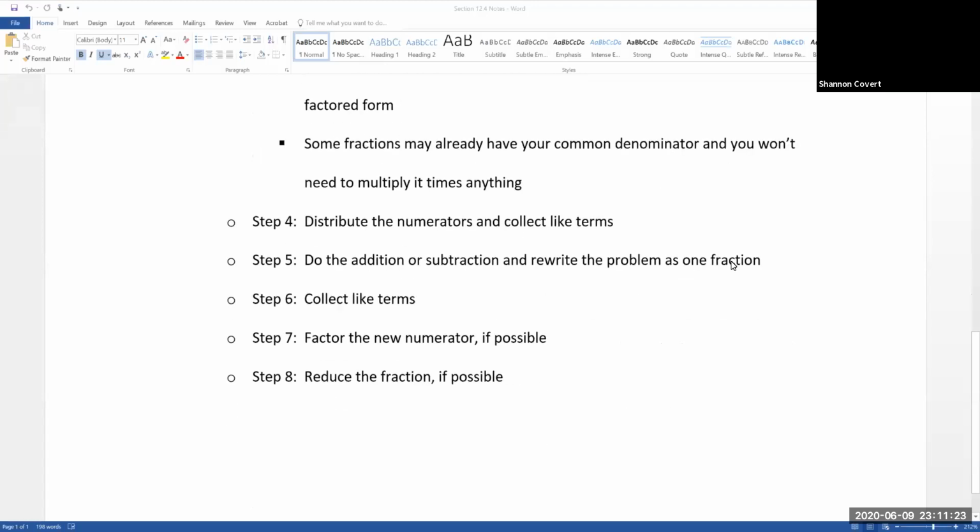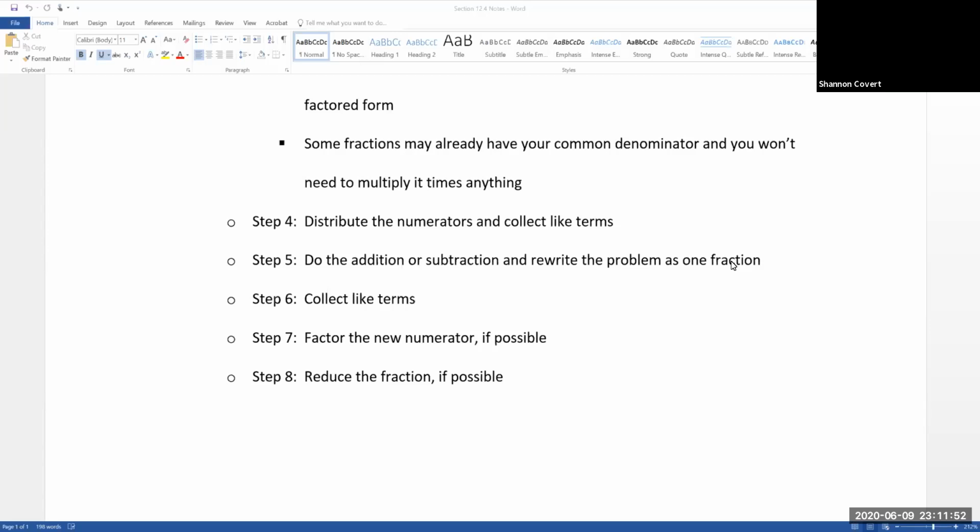But your fourth step is going to be to distribute the numerators and collect like terms. So you've rewritten each one of these fractions so that they have a common denominator, and you're going to have to simplify what each numerator is. Step 5, now you're going to add or subtract each of those numerators. So you're going to have that one common denominator, and you're going to take each of your numerators and add and subtract them.